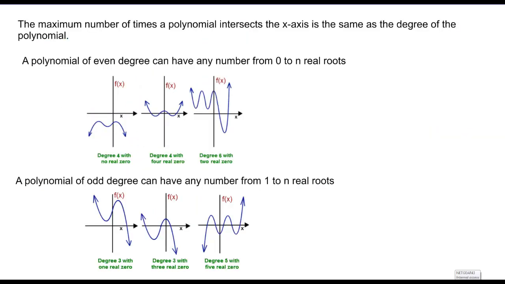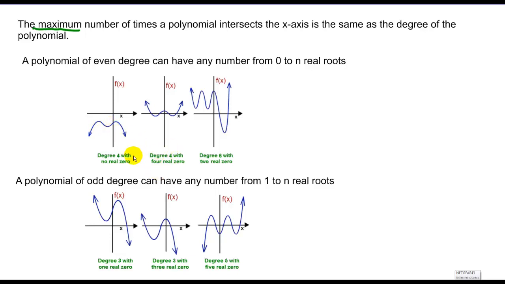So the maximum number of times a polynomial can intersect the x-axis is the same as the degree of the polynomial. And that's the maximum number. It doesn't necessarily have to cross any times, but the most it can cross is the degree. So a polynomial with even degree can have any number from 0 to n real roots. So you'll see here, this is a fourth degree polynomial with no zeros. It doesn't cross at all.